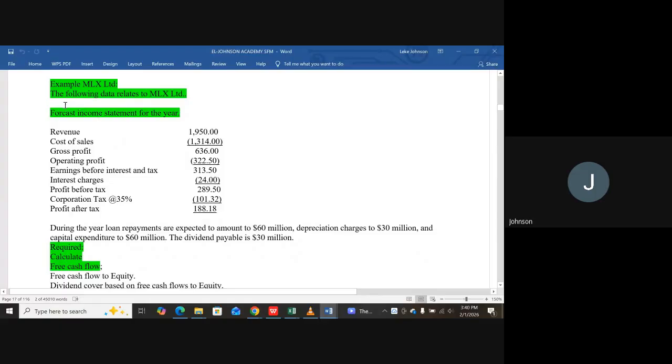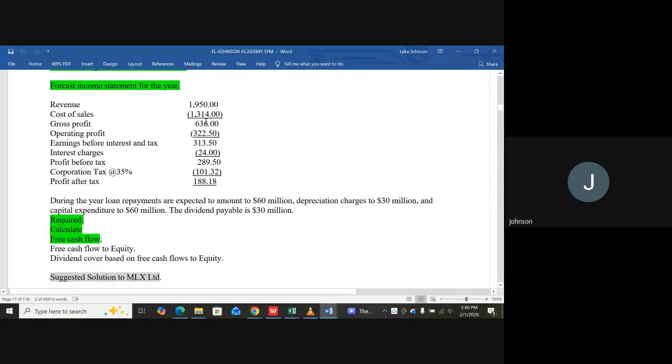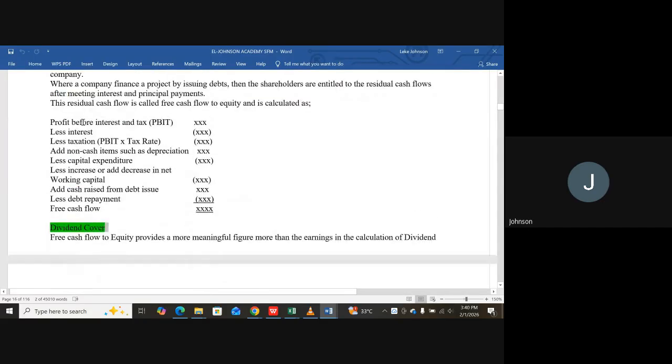So yesterday I gave them a class work. I don't know if it's this one, but let's quickly go through this question and see what we can make out of it. So they say the following data relates to MLX Limited. We have forecasted income statement for the year. We have revenue. We have cost of sales, right? We have gross profit. We have operating profit. We have earnings before interest and tax. Now remember, you're going to go and pick your earnings before interest and tax. The format, we have to start from earnings before interest and tax.